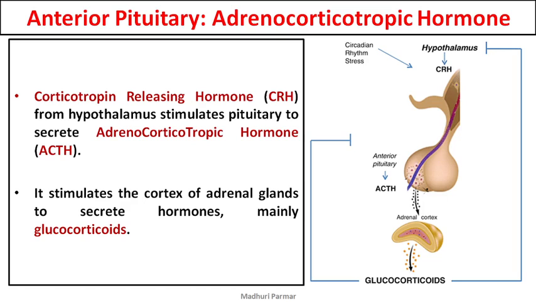Now this ACTH will stimulate the adrenal cortex, the cortex of the adrenal gland, which means this yellow portion, the periphery. It stimulates this adrenal cortex to secrete mainly glucocorticoids. We shall see this when we discuss adrenal glands. There are different hormones secreted by the adrenal cortex, and from all of these, the most affected hormone because of ACTH is glucocorticoids, or cortisol. So this is the third hormone.